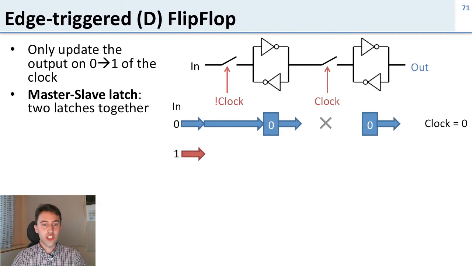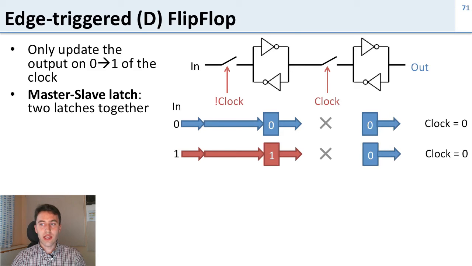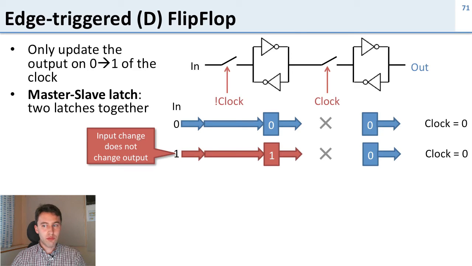Now if we change the input to 1, well, the clock is still 0. So that's going to go into the first latch and it's going to update its value to 1, but it's not going to go to the second latch. So the second latch's output is still going to be 0. So the input does not change the output because the clock is low.